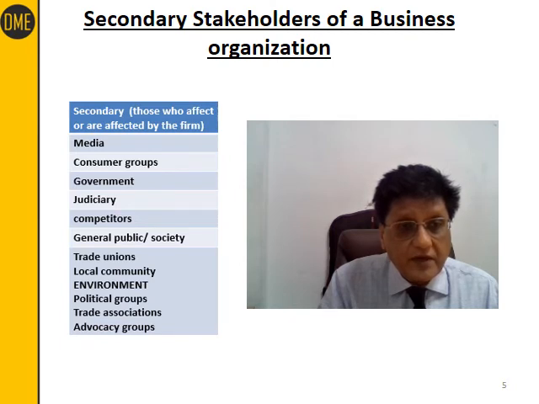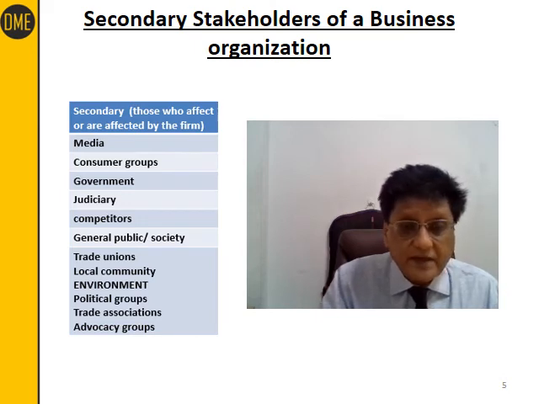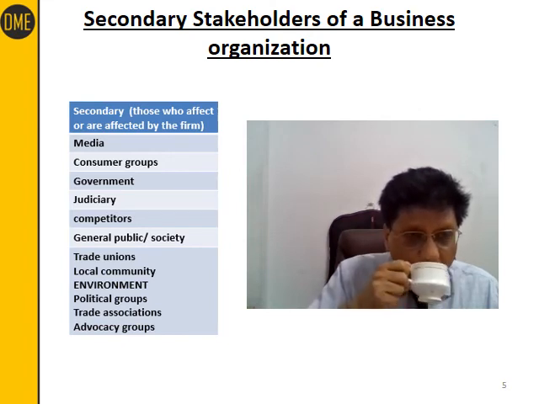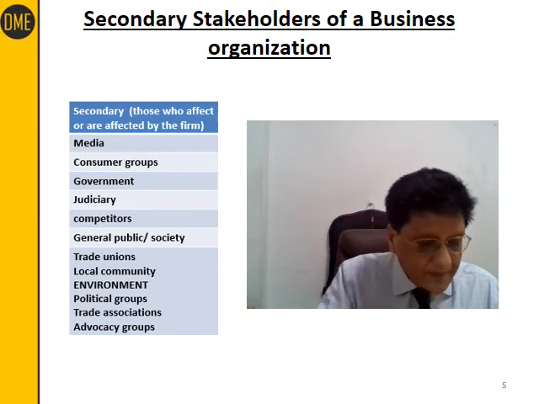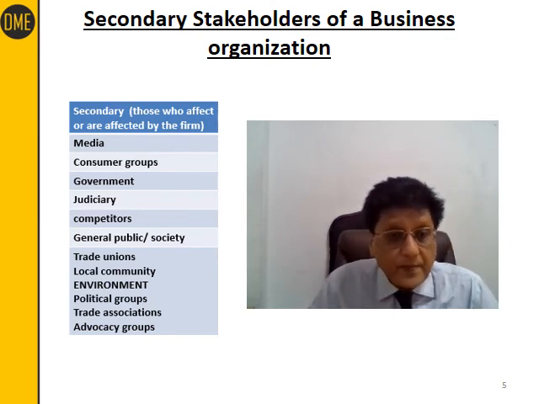It is the general public which forced all the liquor shops to be closed on the national highways because they think it's a safety hazard. People stop their vehicles, they get drunk, they create nuisance on the highways, and then they meet with accident. So the general public and society also have a huge impact on a business organization.